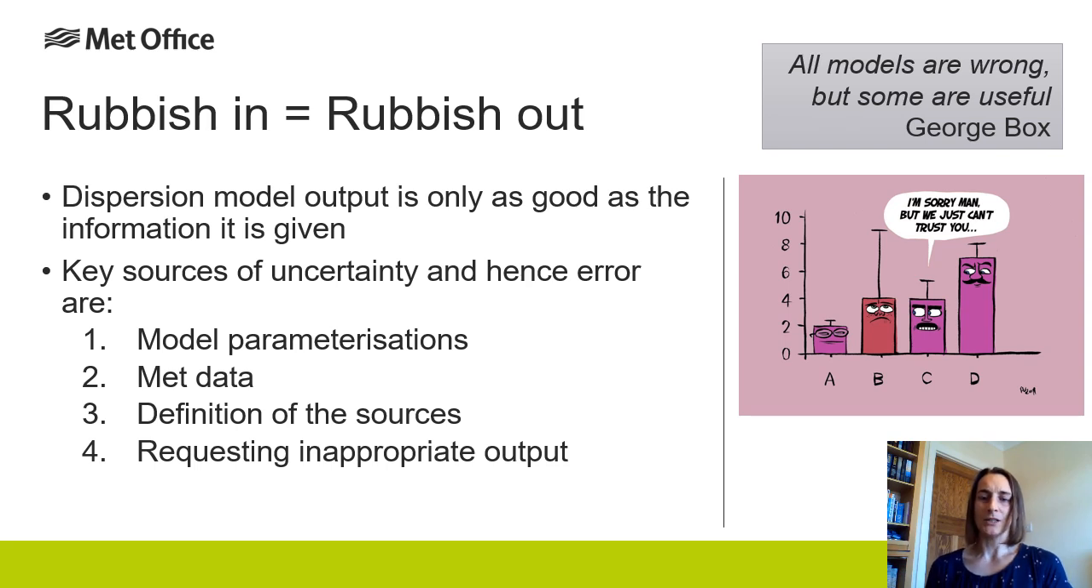So it's very important that we set up our models correctly and we understand how the uncertainty feeds through and where some of the sources of error might be in the results that we get. So I'm just going to highlight 4 areas where the uncertainty can exist in our simulations, and these are going to be picked up in more detail in some of the future talks. So I'm going to talk briefly about the model itself and the model parameterizations. I'm going to go back and just explain a little bit more about metadata, talk about defining the source, and also briefly touch on the importance of making sure you're asking for the right output.